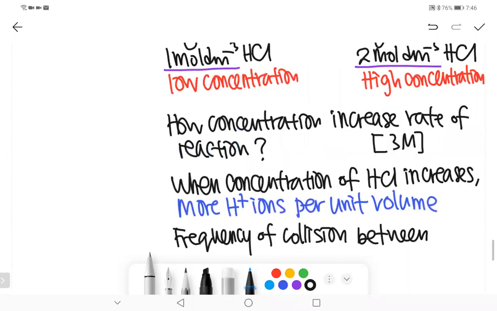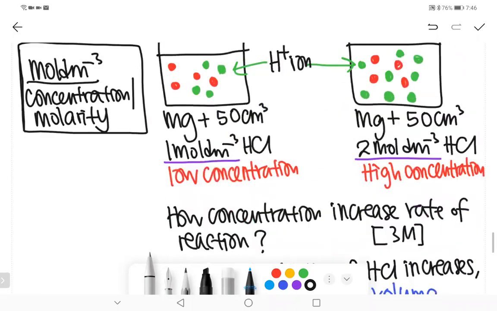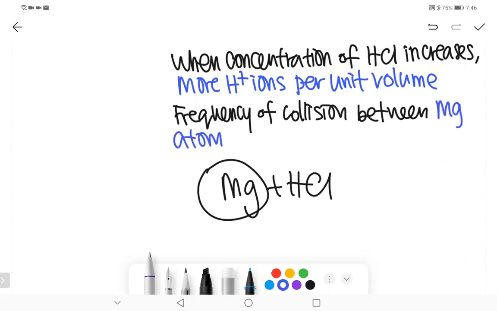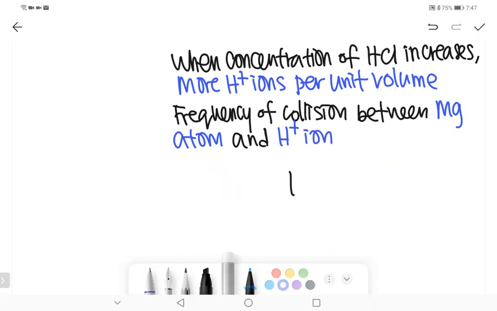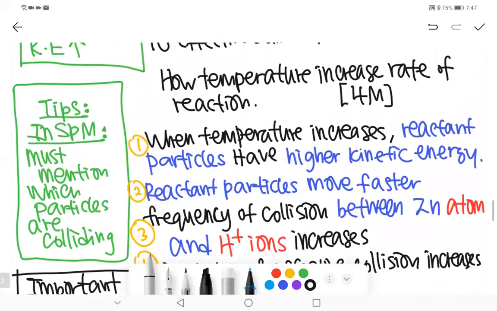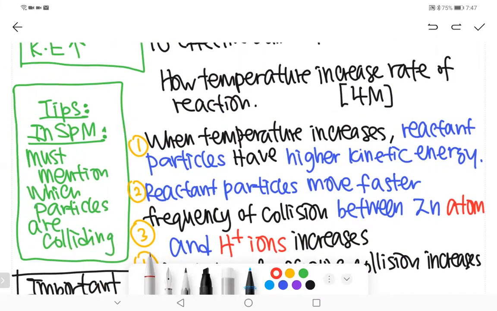So who is colliding here? We have magnesium and hydrochloric acid. Magnesium comes alone, so we write magnesium atom. For hydrochloric acid, as with all acids, you write H plus. Frequency of collision between magnesium atom and H plus ion will increase. Remember, you must specify who is colliding. In SPM, you need to mention who is colliding.